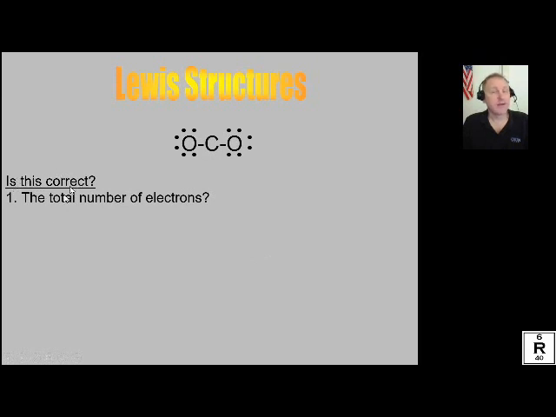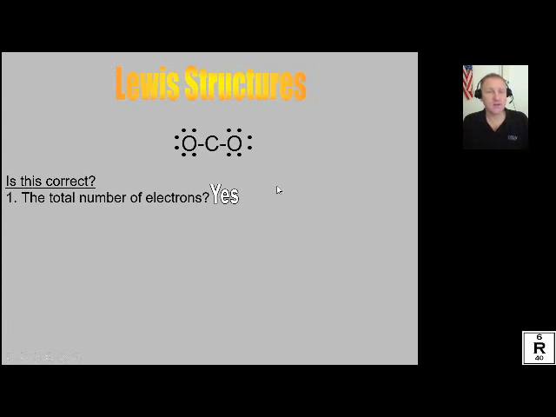Is this correct? First thing I want you to check is, did we use the total number of electrons? Remember, we had 16 electrons. Did we use all 16? Well, let's take a look. 1, 2, 3, 4, 5, 6, 7, 8, 9, 10, 11, 12, 13, 14, 15, 16. Did we use all 16? Yes. If you didn't, then it's not a correct Lewis dot structure.